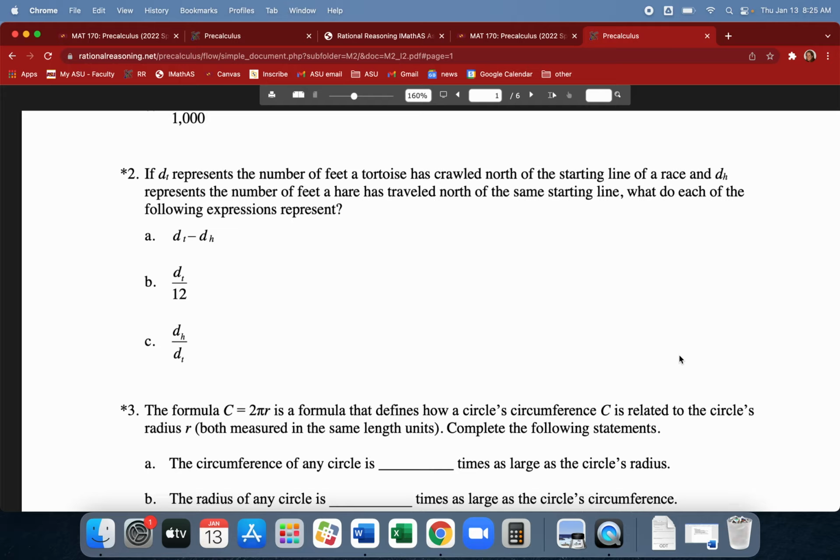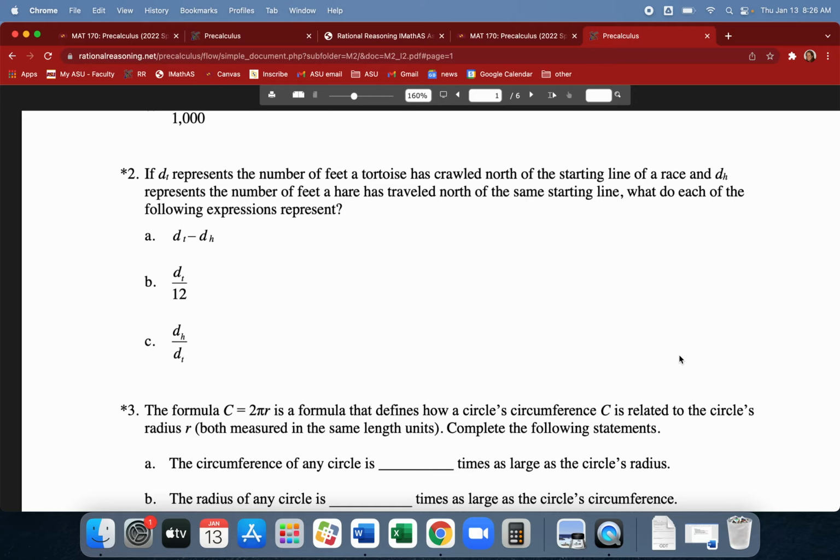Yeah, good. And I also like the way you described that in terms of, suppose this was 30 and that was 20. If you're not sure what an expression with variables could mean, imagine a specific case, pick some numbers and see what that might mean. So what if this d sub h was 30, meaning 30 feet north of the starting line, and this was 20 feet north of the starting line, and we divided those, it's 1.5. 30 is 1.5 times 20.